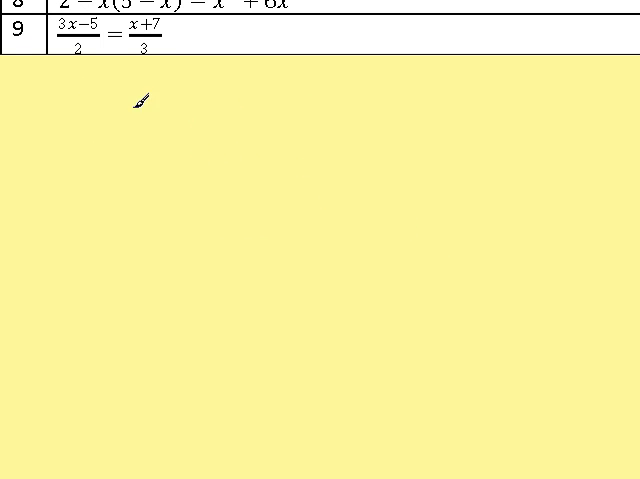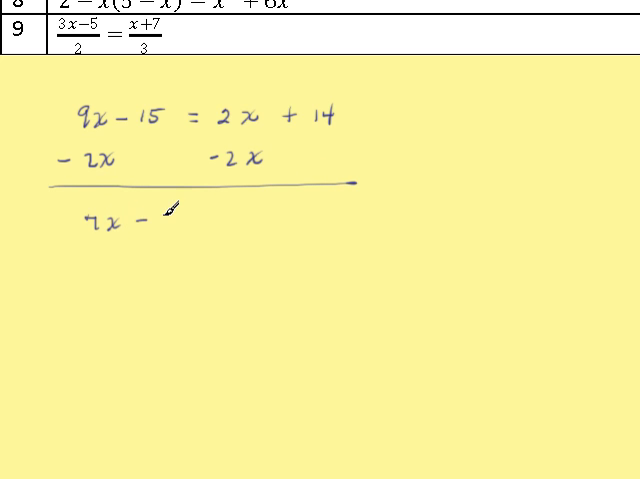In number 9, we're going to cross multiply. So let's multiply 3 times 3x minus 5. And we have 9x minus 15 is equal to 2 times x plus 7. And that would be 2x plus 14. Now let's gather the x's together. And here we have 7x minus 15 is equal to 14.